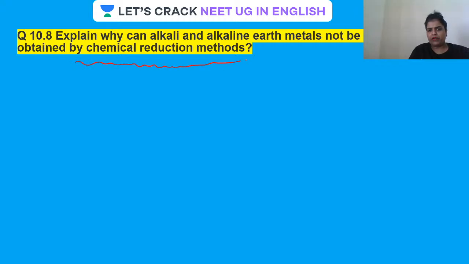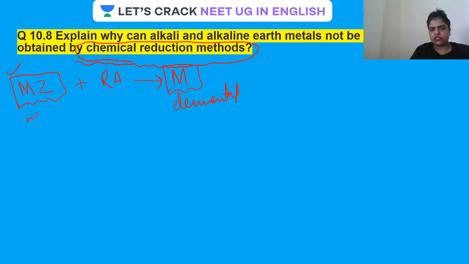They cannot be obtained by chemical reduction method. First of all, let me tell you what is the meaning of chemical reduction method. Suppose there are some ores, say MX or MZ, it can be any, where M is the metal to be reduced. If MZ is heated with a reducing agent or treated with a reducing agent, you should be able to get M in elemental form. Okay, guys, this is the ore of that particular metal, and this is the elemental form of M. So this is the meaning of chemical reduction.